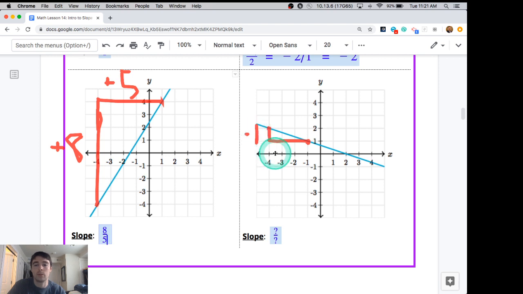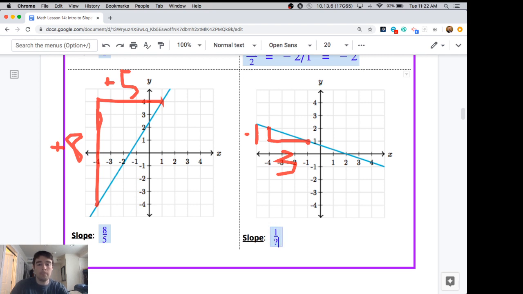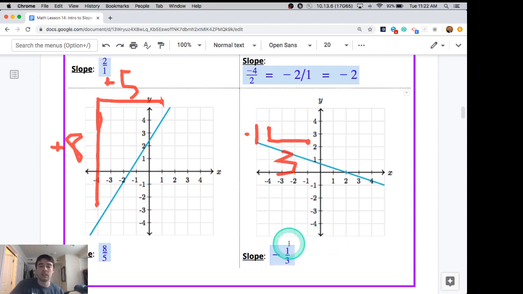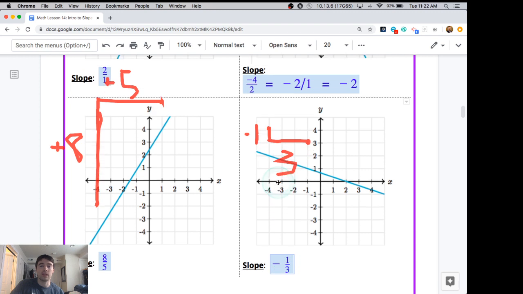That's an ugly -1, but there we go. And as it goes right by 3, that means that the x has gained 3 units. So I've got a slope of -1 over 3. You could write that -1 in the numerator, you could put the negative sign out front. They all mean the same thing, and negative divided by a positive creates a negative.